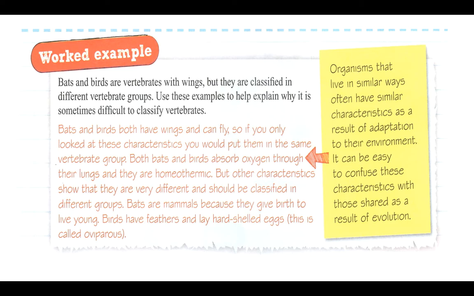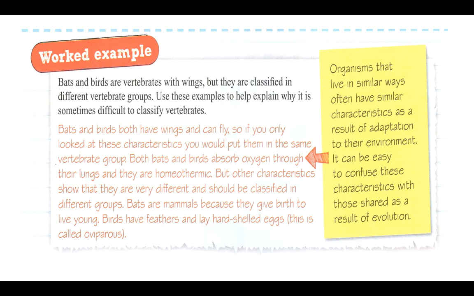Both bats and birds absorb oxygen through their lungs, and they are homeothermic, because bats are mammals. But other characteristics show that they are very different and could be classified in different groups. Bats are mammals, as we just said, because they give birth to live young, whereas birds have feathers and lay hard-shelled eggs. This is called oviparous.